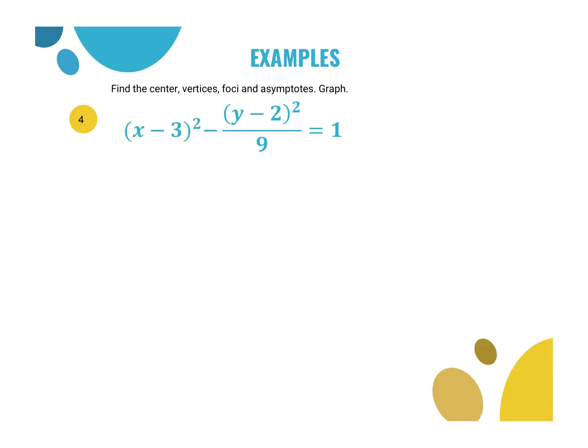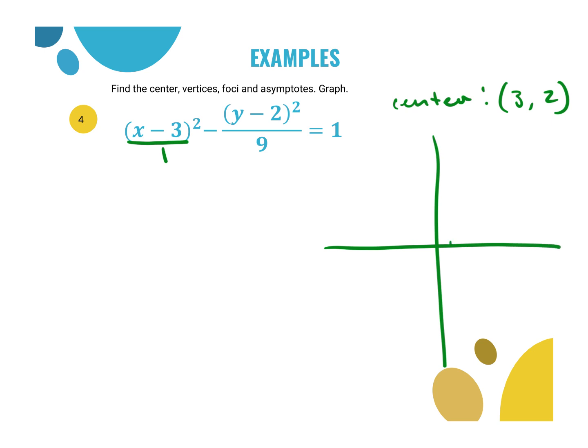So 4 looks a little bit funky because I don't have a denominator under the x, but what could I call the denominator under the x? 1, perfect. It's not really written there, but it would be 1. So we can start with our center. What would our center be? Three comma 2, perfect. We can graph that. I'm going to go to the right 3 and up 2.